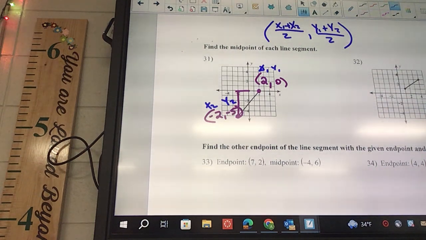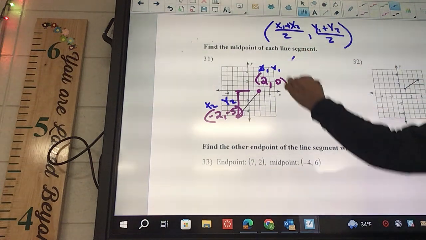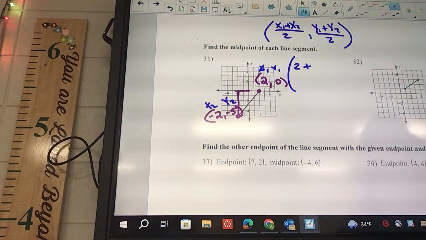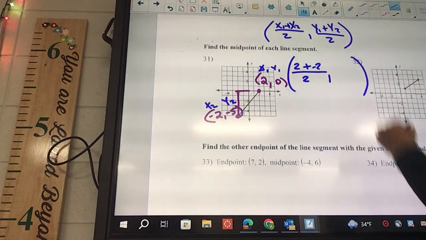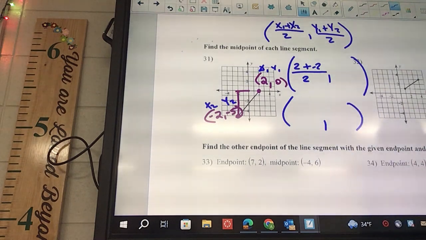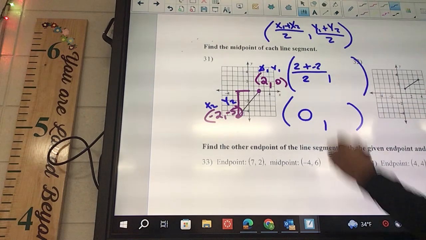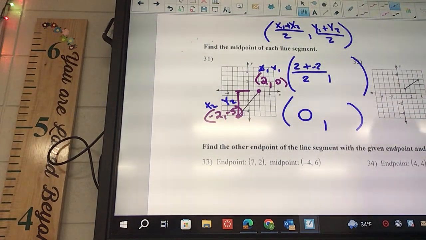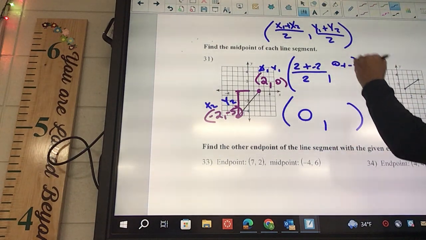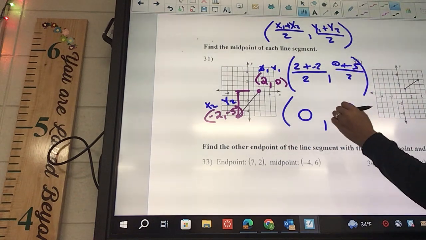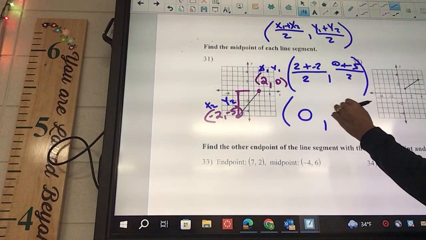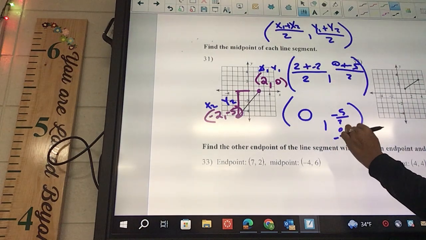Okay, what is my x1? 2 plus x2, negative 2, over 2. Type that in your calculator, see what you get. You got 0? 0. Okay. For the y's, it's gonna be 0 plus negative 5 over 2. Negative 2.5. Okay, and it doesn't really matter fraction or decimal, so it's either gonna be negative 5 over 2 or negative 2.5.